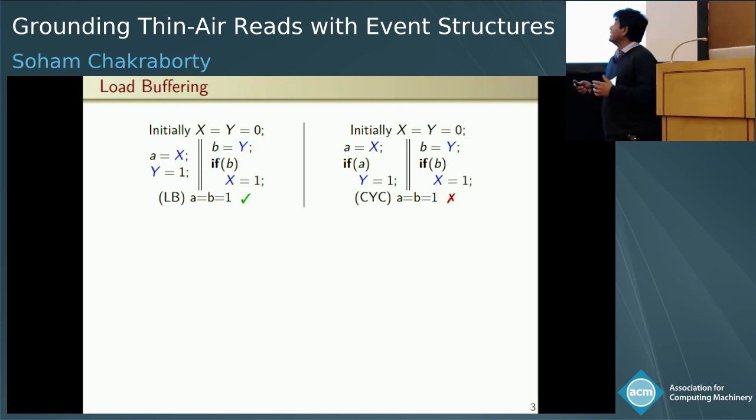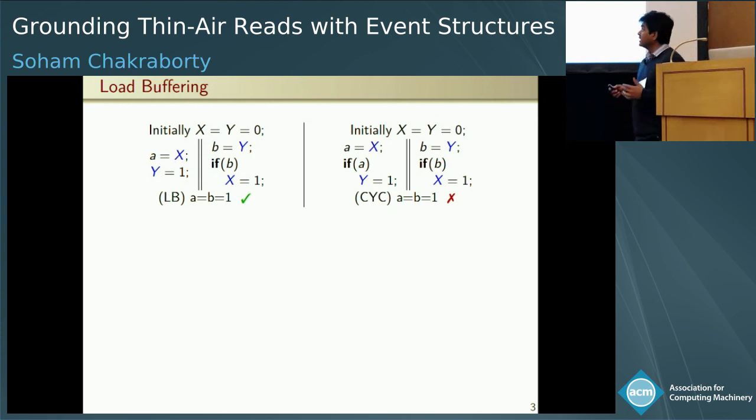Now, let's look at the other program, which is a slight variant of the first program. It differs from the first program just in the first thread. Here, X is read in A, and only when A is non-zero, then Y is set to 1. Clearly, no hardware or compiler transformation can change the program or execute it in such a way that A equal to B equal to 1 is possible. In fact, the only behavior possible in this program is both A and B equal to 0.